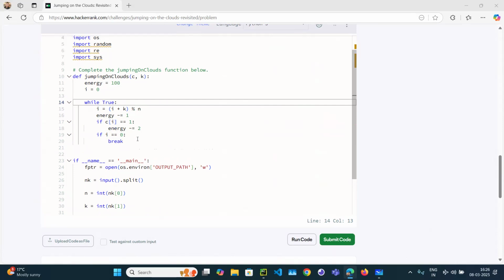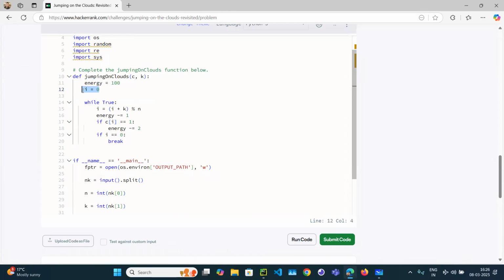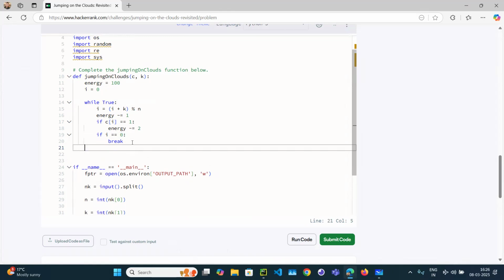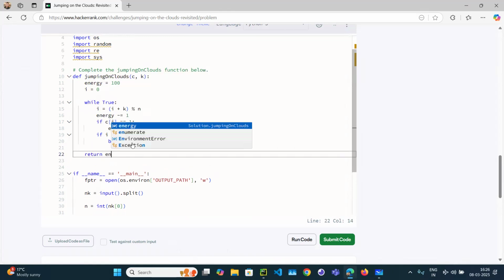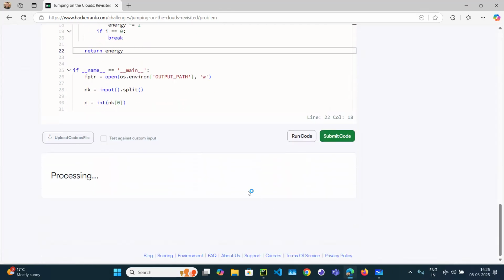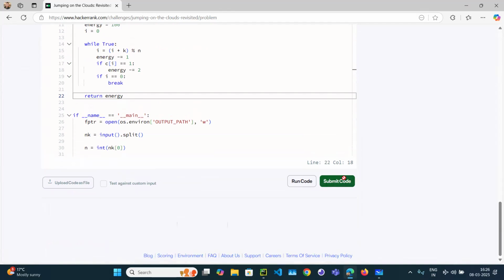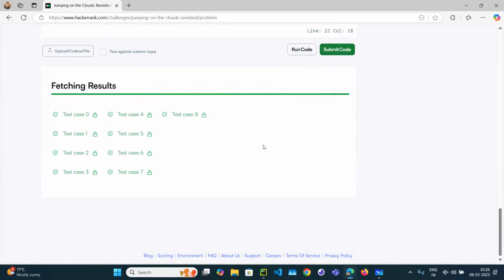And when do we have to break? When it reaches the starting position, because we started from 0. If it again reaches the 0th index, then we are going to break and return the remaining energy. So let's try to run the code. The sample test case has been passed. Let's try to submit the code. All the test cases have been passed.